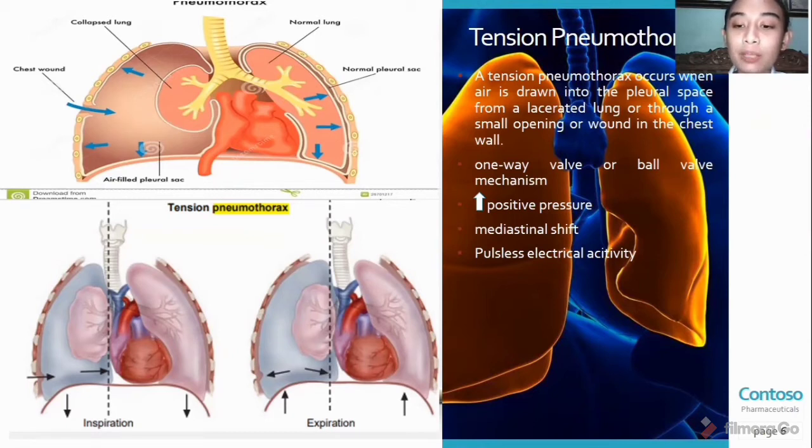With each breath, positive pressure increases within the affected pleural space. This causes the lungs to collapse and the heart, the great vessels, and the trachea to shift towards the unaffected side of the chest, which is called the mediastinal shift. Pulseless electrical activity, you can feel the pulse in taking the heart rate.